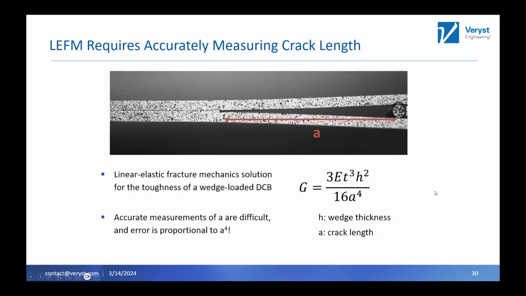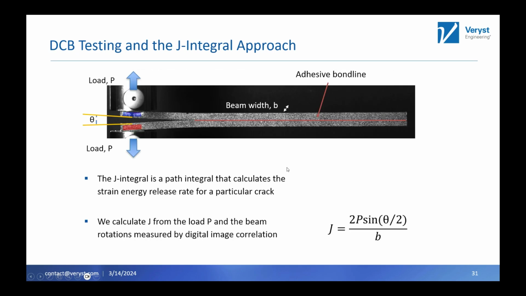We actually use a J integral approach. Going back to our low rate double cantilever beam, you remember that we have this expression for the J integral that relies on a measurement of the load that's opening the two beams this way, as well as the opening angle theta of those two beams. So we asked ourselves, can we take this J integral expression and apply it to the wedge-loaded DCB specimen, actually calculate the J integral without needing to measure the load and calculate the toughness without needing to measure the crack length?